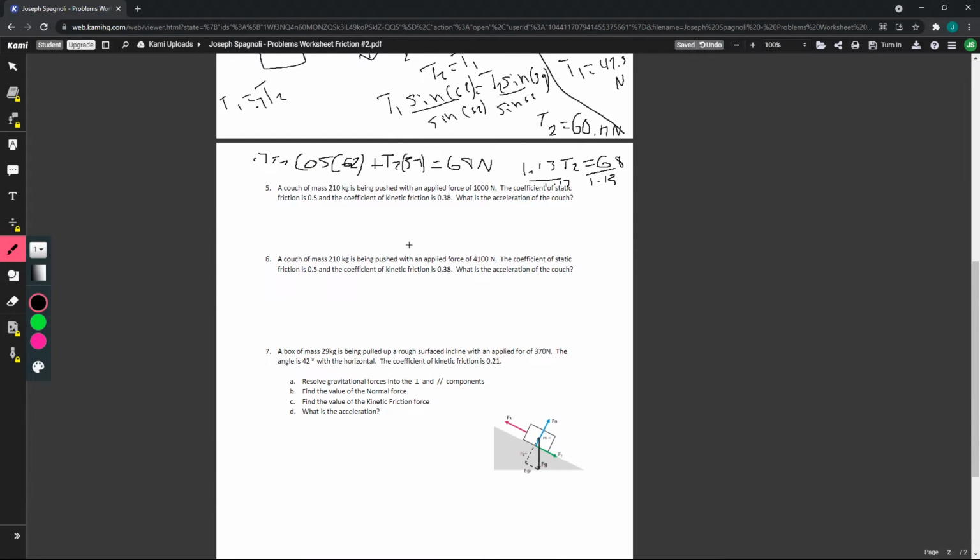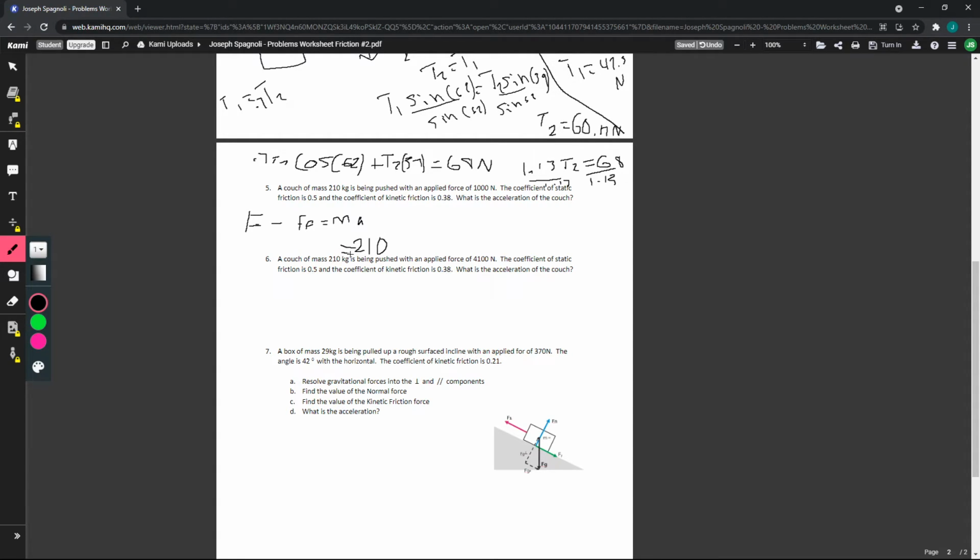Who knows? A couch of a mass of 210 kilograms is being pushed with an applied force of 1,000 newtons. The coefficient of static friction is 0.5 and the coefficient of kinetic friction is 0.38. What is the acceleration of the couch? Okay, before we can find the acceleration, we have to know if the couch can even move. So we can set it up as the force, which in our case is going to be 1,000 newtons, minus force of friction is equal to mass times acceleration. So the mass in our case is 210.